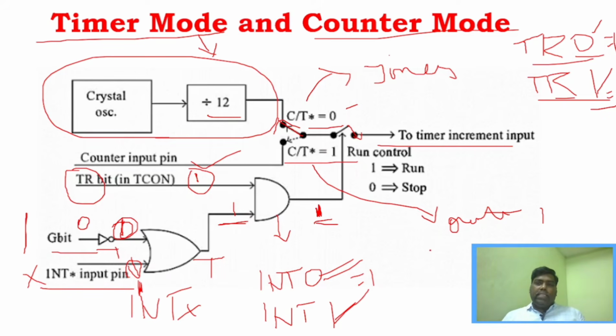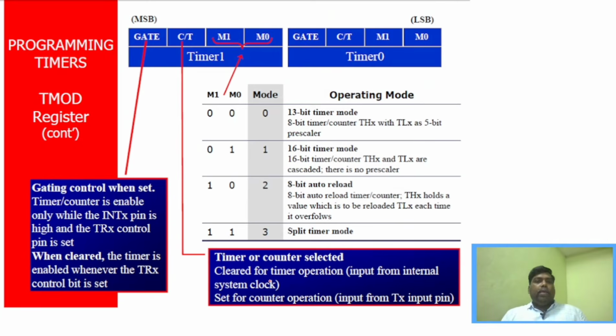You can see all these things, TR0, TR1, and INTX, are present in the TMOD and TCON registers. So we will see the basics about the TMOD and TCON registers. We will see in depth a little later why we use the TMOD register and why we use the TCON register. This is the TMOD register. As I said, it tells you how to configure the different timers: in which mode they have to work, whether in timer mode or counter mode, or in mode 0, mode 1, mode 2, mode 3, like that.